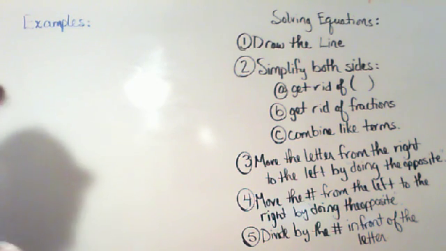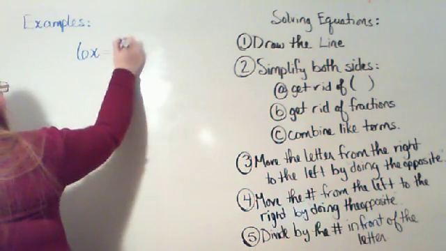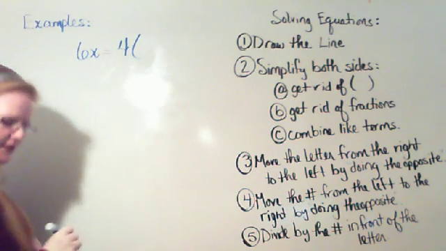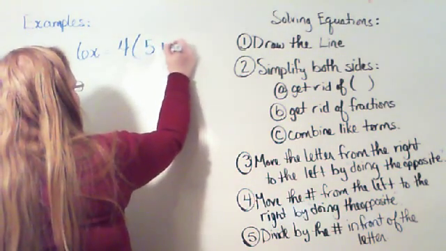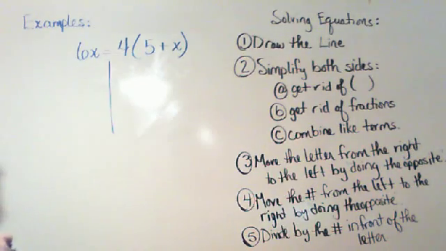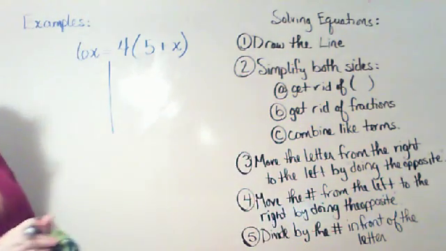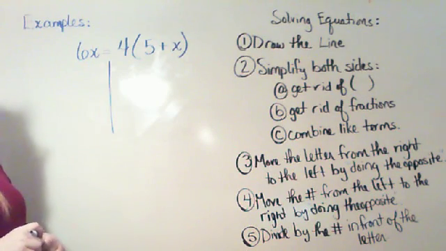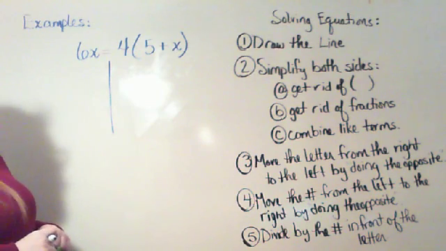Sometimes they might give you a problem like this. 6x is equal to 4, parentheses, 5 plus x. That parentheses has to be gotten rid of and dealt with first before we do any getting rid of fractions and before we do any combining like terms. We've got to take care of that parentheses first. And in order to take care of the parentheses, we do something called distributing.